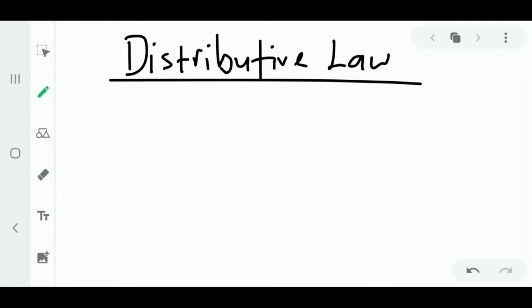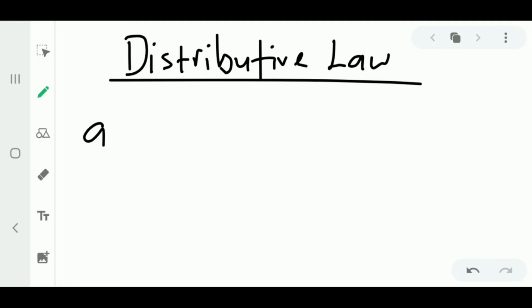Hey guys, welcome back, and today we will be continuing algebra. Sometimes it is necessary to group terms together when they cannot be added or subtracted. We can achieve this by grouping through the distributive law, using brackets and all of that.